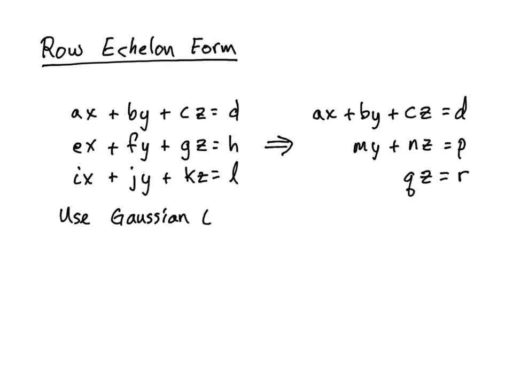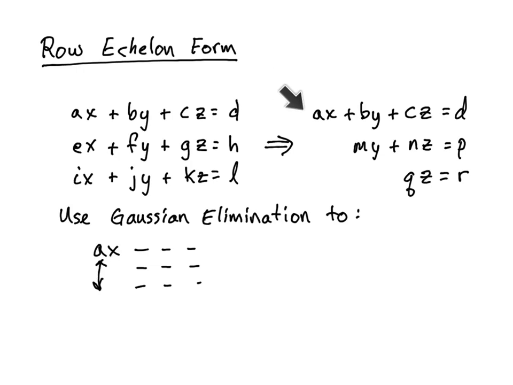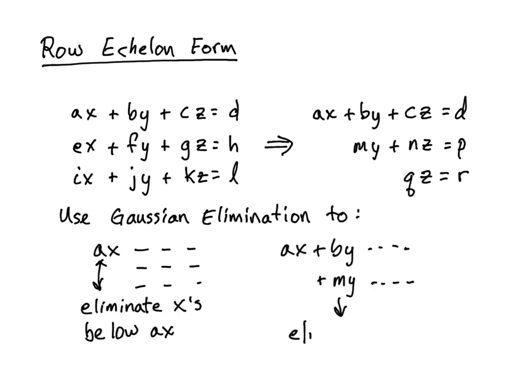So you can see in the first equation, we have all 3 variables. In the second equation, we have 2 variables. And in the third equation, we only have 1. The strategy is to take that first x and eliminate all the x's below that, and then take the y in the second equation and eliminate all the y's below that.